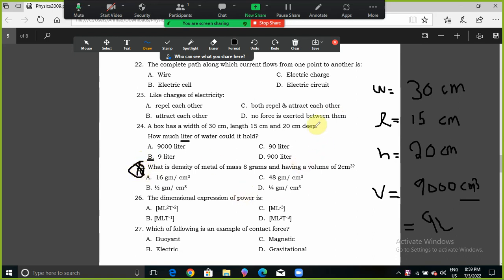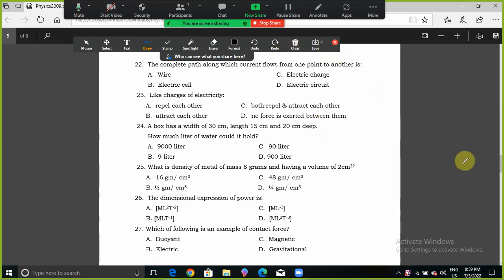Now in question number 26, the dimensional expression of power. I think you know about the dimensional expressions. For power, the SI unit of power is watt, right? That means kilogram times meter squared over second cubed.